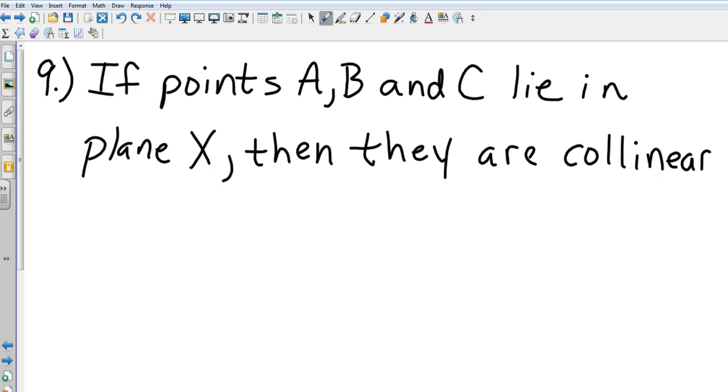If points A, B, and C lie in plane X, then they are collinear. Sometimes, always, or never, and explain. Okay, if points A, B, and C lie on a plane X, then they are collinear. How many of you think that is always? Raise your hand. Okay, how about sometimes? Okay, how about never? Okay, it's sometimes. All right.